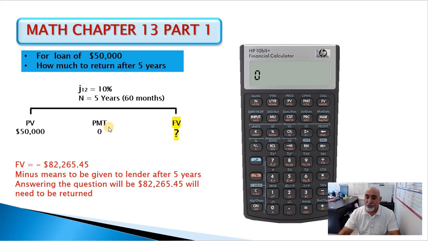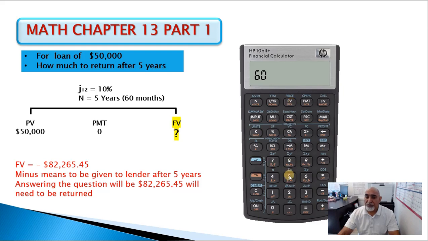Clear all. First thing we do is put in the interest rate, 12 compounding periods per year, and the interest rate is 10%. Now we go to N. Look at the diagram. N says 5 years, but we're talking 12 compounding, so we're talking about months, 12 months in a year. So this number is going to be a 60. Interest rate's been dealt with.